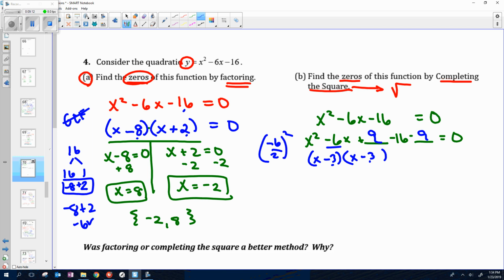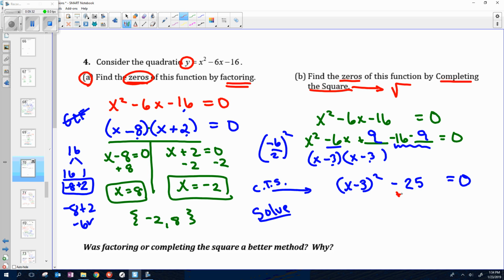Take off the 9, and then what do we have? We have (x - 3)² - 25 = 0. So that's the complete the square part. Now I'm getting into the solving part. So I'm going to add the 25.